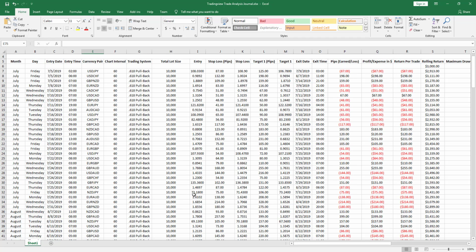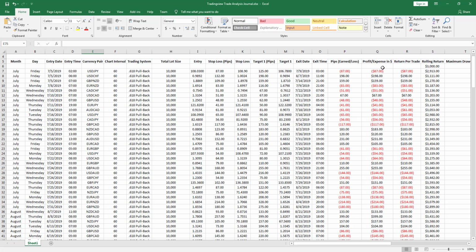There's a lot of people who make massive Excel documents that basically have indexes and all kinds of crazy stuff in order to backtest your trading strategy. You don't need that. I mean, look, I got the month, the day, the entry date, entry time. I got the currency pair, the chart interval, so 60 minutes. I got the system that I'm using, which is a 618 pullback. I've got my lot size, my entry, my stop loss, my target. I've got all the pips calculated out. I got my exit date, exit time, and then the pips earned and lost, profit, expense, return per trade.